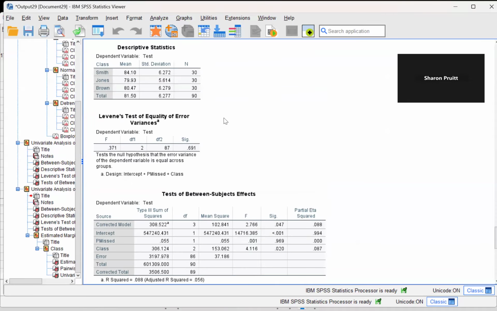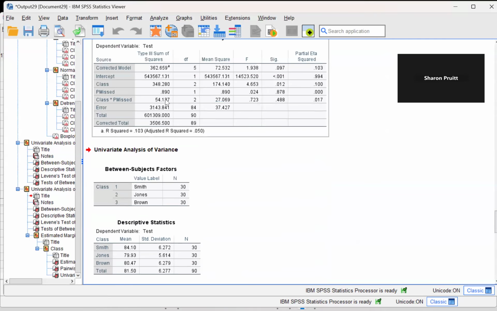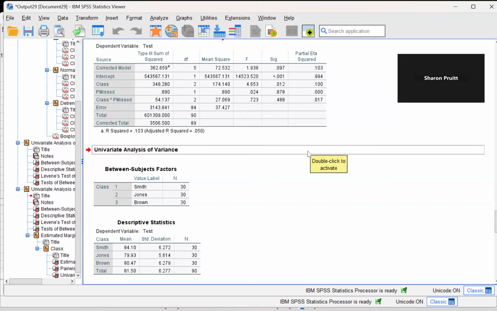there was a statistically significant effect of class on test scores here. F with 2 and 84 degrees of freedom equals 4.663, and the p-value is 0.012. Partial eta squared was 0.100. These results indicate a practically meaningful difference in performance among the classes.